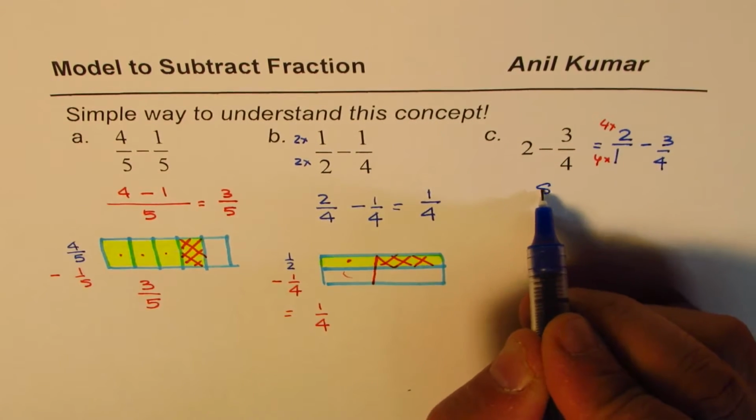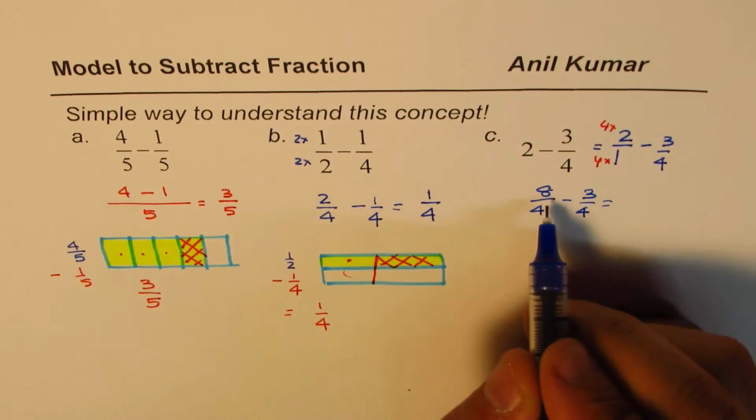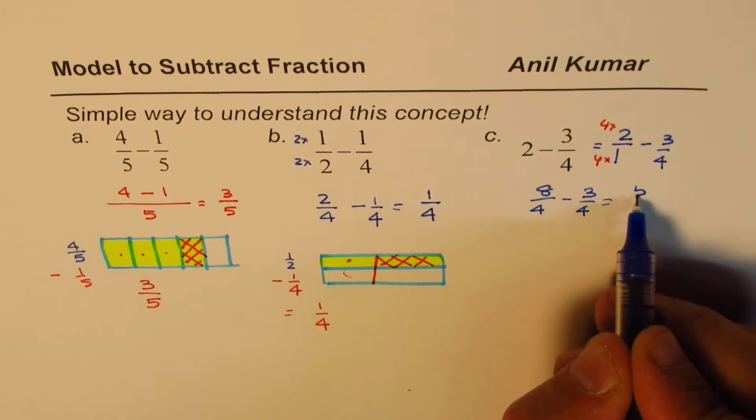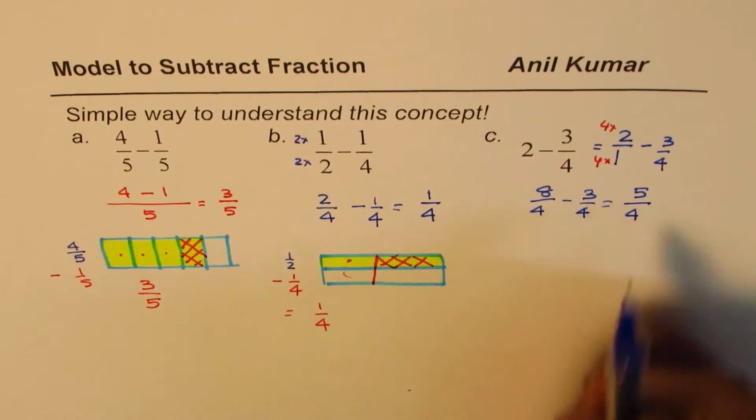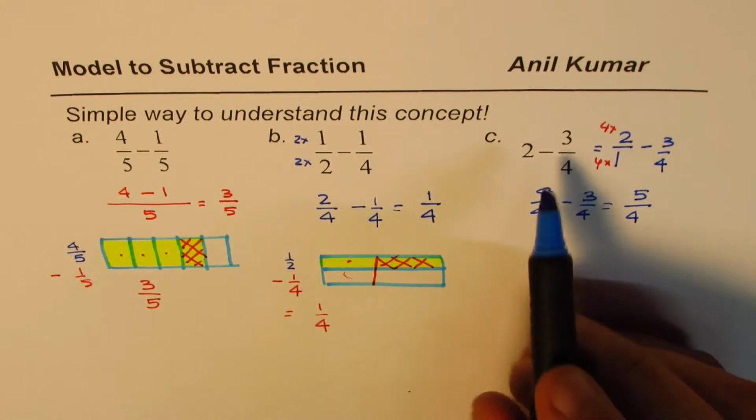4 times 2 is 8. Divided by 4, take away 3. 8 minus 3 is 5. So we get 5 out of 4. Perfect. That is what you get. Now let us use our model to check if that is correct.